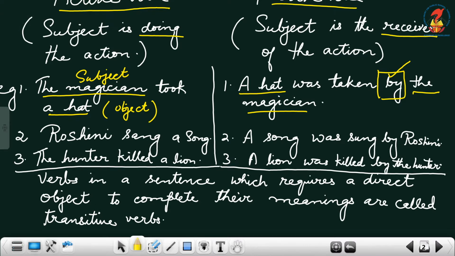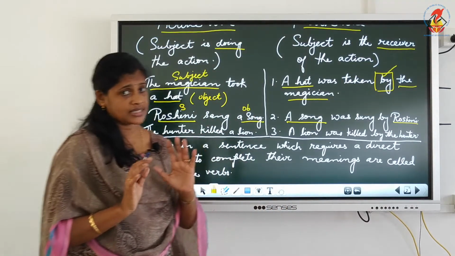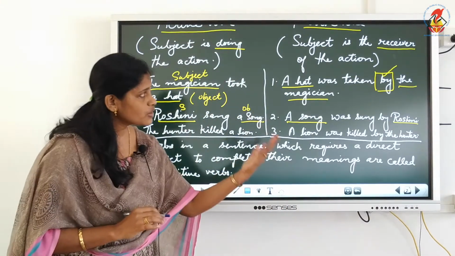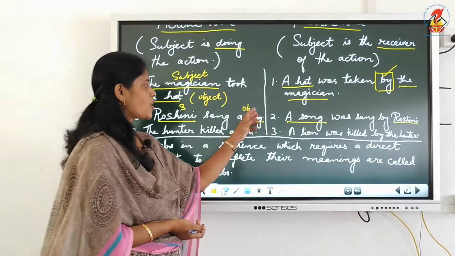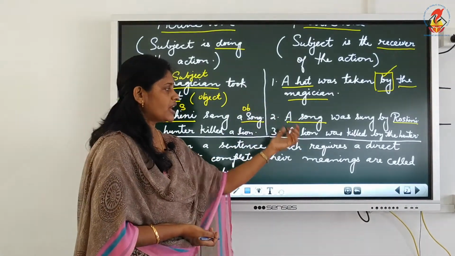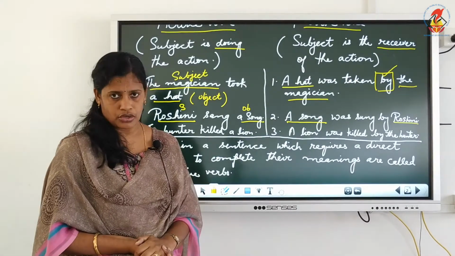Second example, Roshni sang a song. This is the subject. Here this becomes the object. Roshni sang a song. In the passive voice, a song was sung by Roshni. So Roshni has sung a song, that is okay. But when it becomes a passive voice, you bring a song, the object, to the beginning, and we write a song was sung by Roshni.